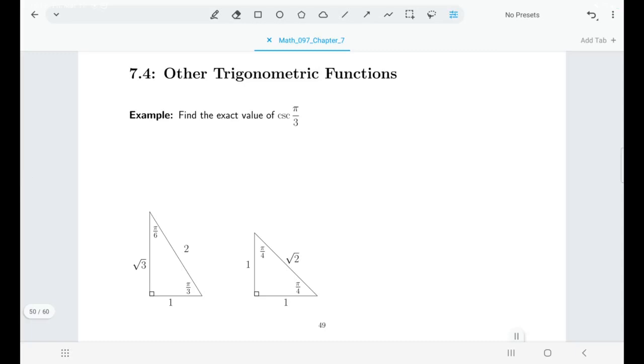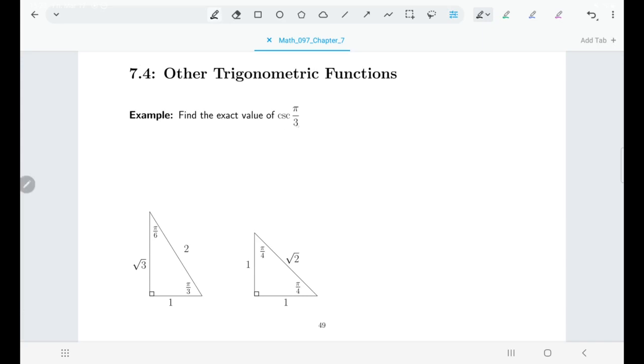Welcome back. In the last video, we finished off by finding exact values for sine and cosine for multiples of 30, 45, and 60. In this video, we're going to start off by looking at the other four trig functions and evaluating them. And it's not really much more involved, really just one extra step beyond what we've already done.